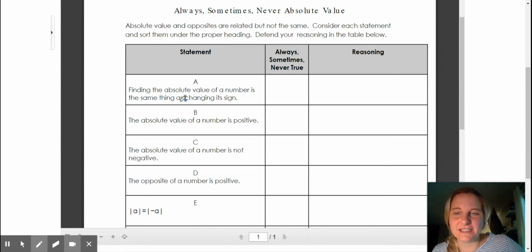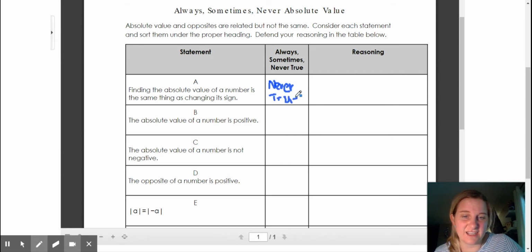A statement is: finding the absolute value of a number is the same thing as changing its sign. So if I'm thinking about this absolute value, let me think about it. This is the distance from 0. Changing its sign means finding the opposite number. So you could argue, because sometimes when you find the absolute value, you are going to change the sign. But I'm going to go ahead and say that this is never true. And the reason I'm saying it's never true, so in this box, I would write never true.